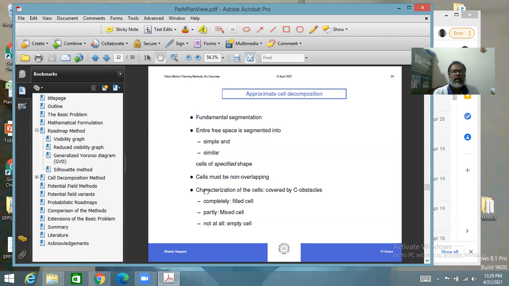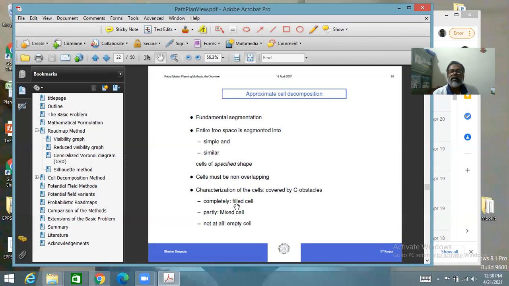Now, since you will have all simple and similar shapes for cells, it may be that part of the cell is occupied by an obstacle or falls outside the region boundary, and another part is free. That kind of thing is possible. On the other hand, some cells are completely blocked, completely filled, and some cells are completely free. So these are the three kinds of cells that are possible, and you have to mark them as such.